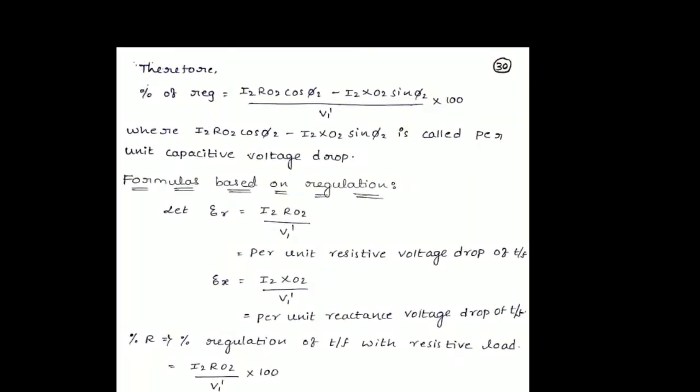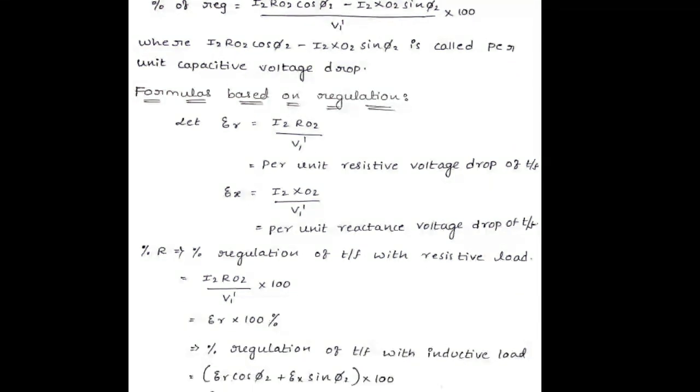See, this is the formula. So regulation is equal to I2 R02 cos phi 2 plus or minus I2 X02 sin phi 2, we can write. If it is the plus sign, it gives the regulation for inductive load. If it is the minus sign, then it gives the regulation for capacitive load, right? It's very simple. Now these are the simple analyses for the regulation formulas.